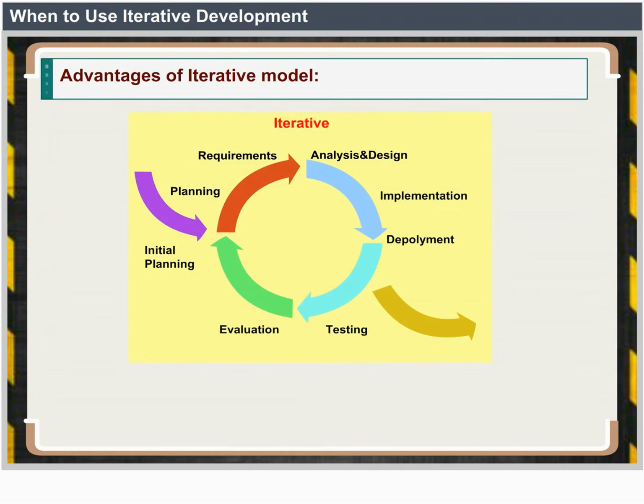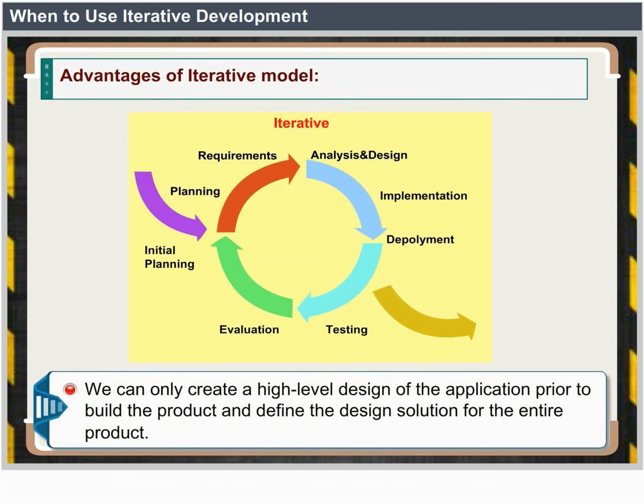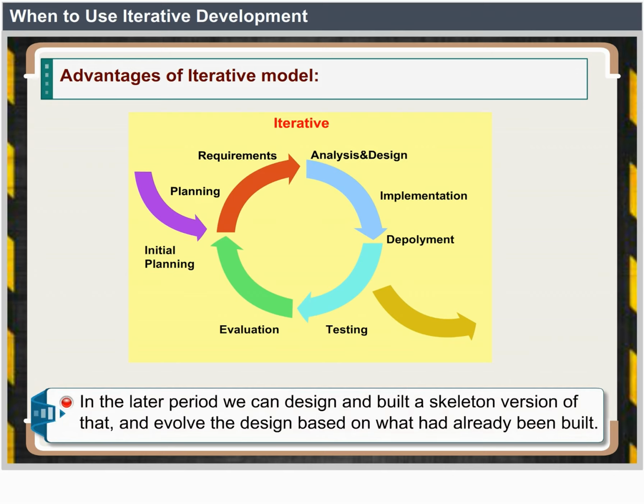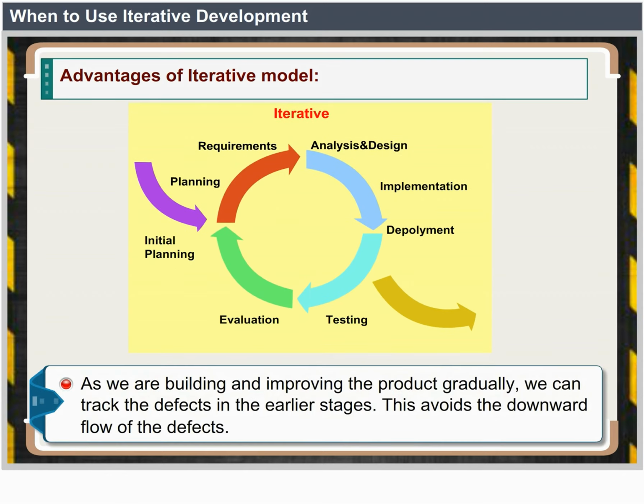Advantages of iterative model. We can only create a high-level design of the application prior to building the product and define the design solution for the entire product. In the later period, we can design and build a skeleton version of that and evolve the design based on what had already been built. As we are building and improving the product gradually, we can track the defects in the earlier stages. This avoids the downward flow of the defects.